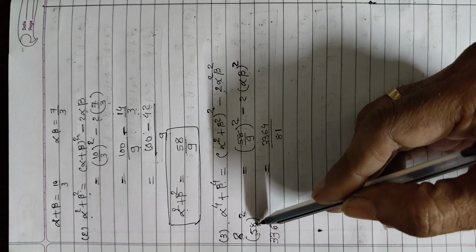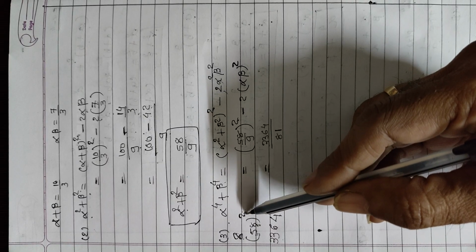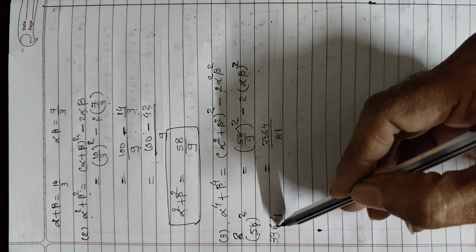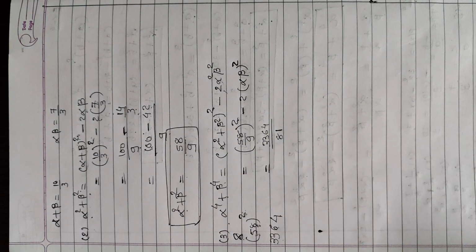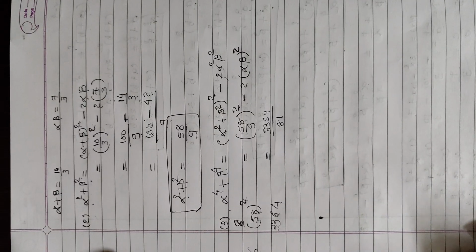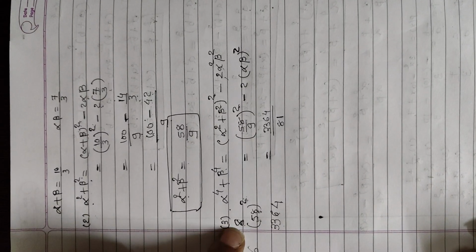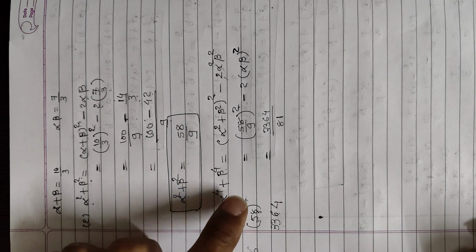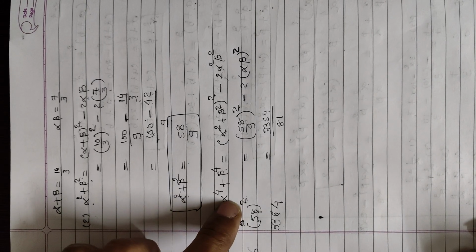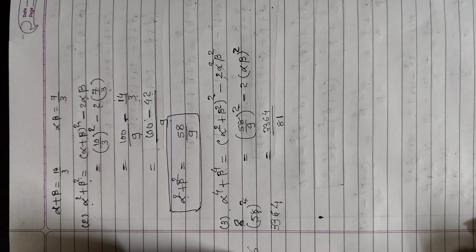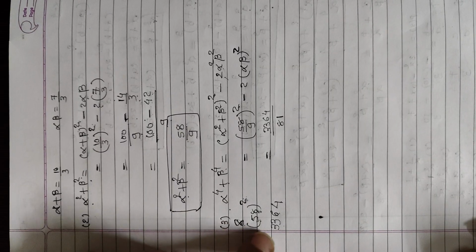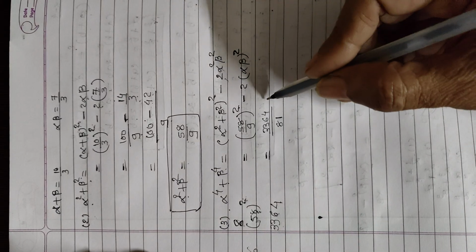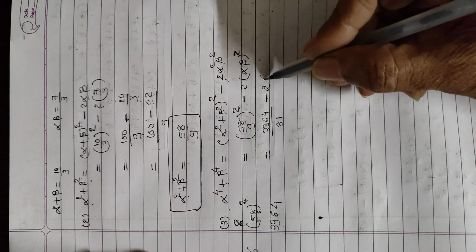So 5 8s are 40, 4 2s are 80. 80 plus 6 is 86. It is 86, and carry 8. So the square of 5 is 5 square, 25. 25 plus 8 is 33. So 3364 minus 2.